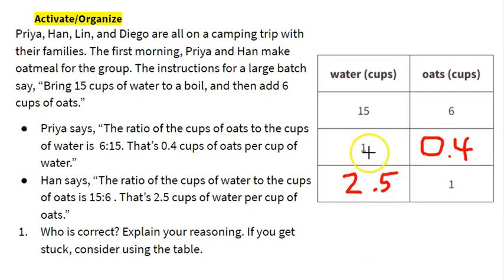Because if you think about it, if I take 1 times 2 and 5/10, I'm going to get 2 and 5/10. If I take 4/10 times 2 and 5/10, I'm going to actually get 1 whole. So both of those are the right thing. It's just that one is looking at the cups of oats per cup of water, and the other one is looking at cups of water per cup of oats. So it's the same thing. It's just looking at it in 2 different ways.